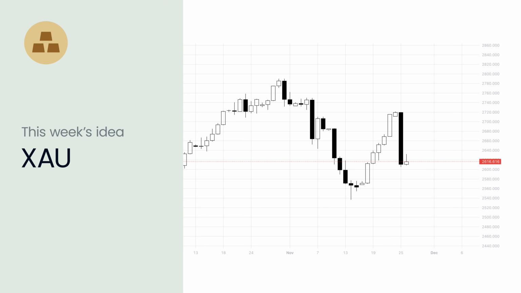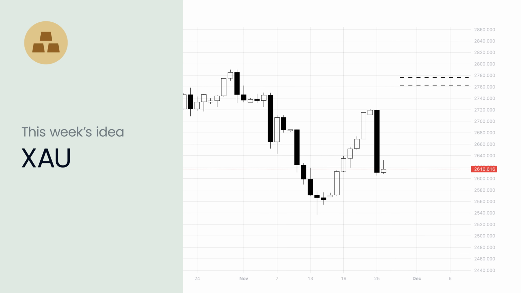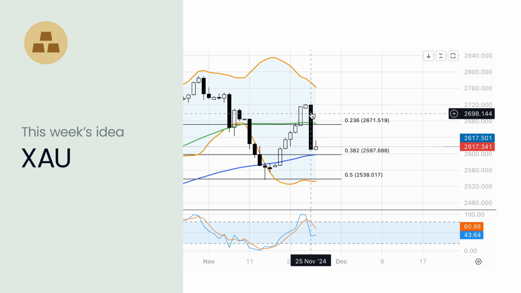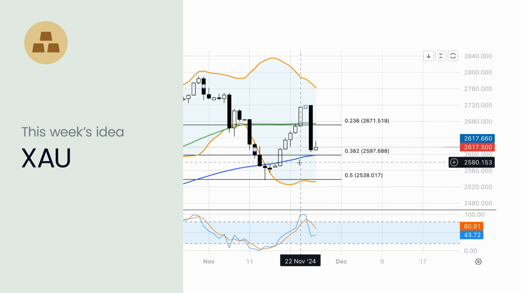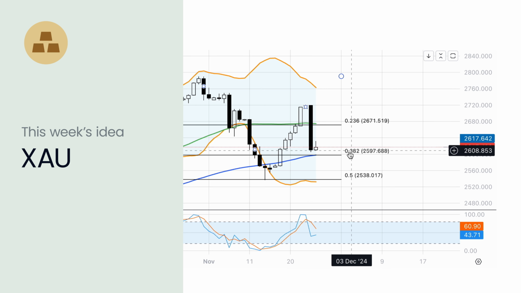Now for this week, we are looking at gold for a potential buy trade with a target around 2,670. The price has aggressively corrected to the downside in Monday's session after the bullish pullback of last week. The price found support just above the area of the 100-day moving average and the 38.2% of the weekly Fibonacci retracement level near 2,600 and is now trading near that price.